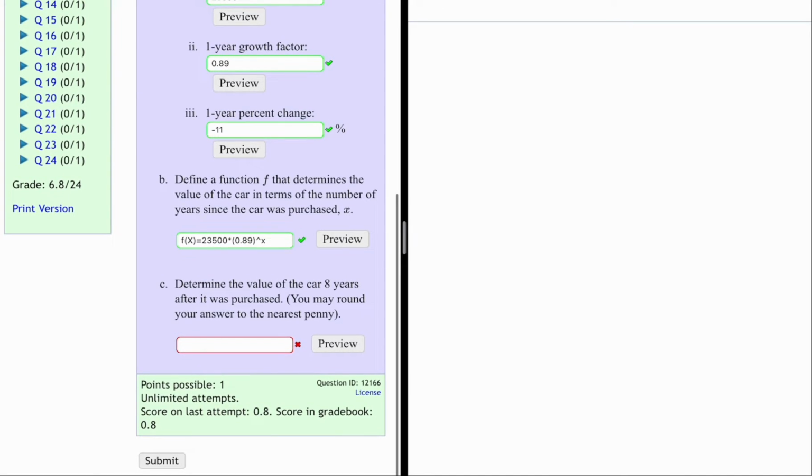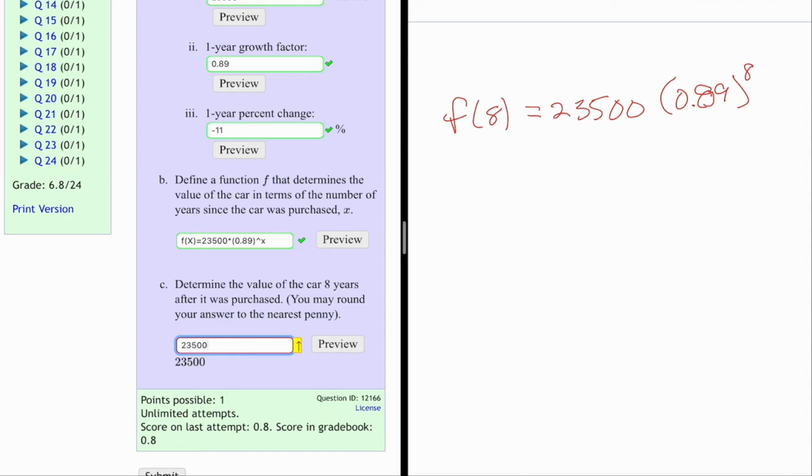And then it says determine the value of the car in 8 years. Well, we've got this beautiful function. So let's plug in 8, which would be 23,500 times 0.89 to the power of 8. Okay. Now I'm going to let iMath do a little math, and then I'll write down what they say, and then we'll round it to the nearest penny. So 0.89 to a power of 8.